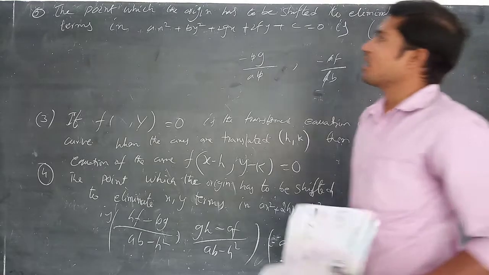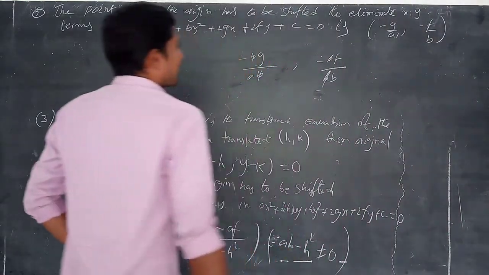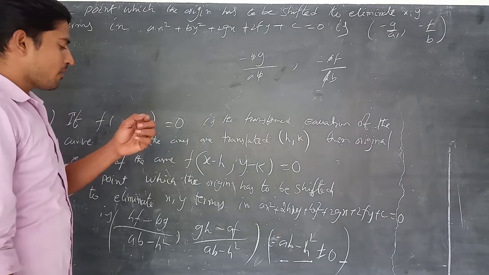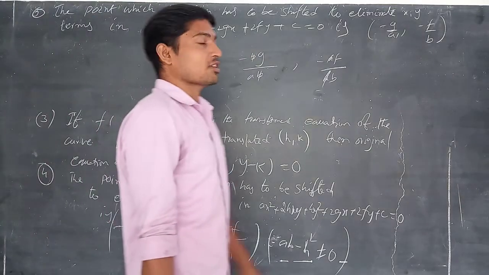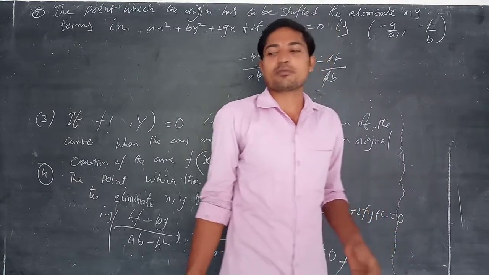So the point to which the origin has to be shifted to eliminate the x, y terms in ax² + by² + 2gx + 2fy + c = 0 is minus g by a comma minus f by b.